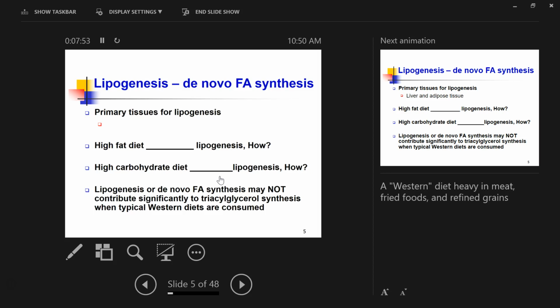Now let's talk about lipogenesis, the de novo fatty acid synthesis, first. This pathway or process. So what are the primary tissues for lipogenesis? What do you think? You can take a guess. Yes, great. Liver, and what else? What else? Adipose tissue. And think a little bit more, we have a third tissue that also can do lipogenesis.